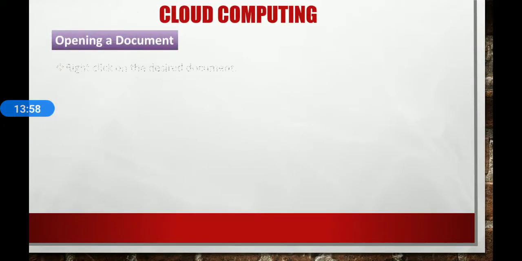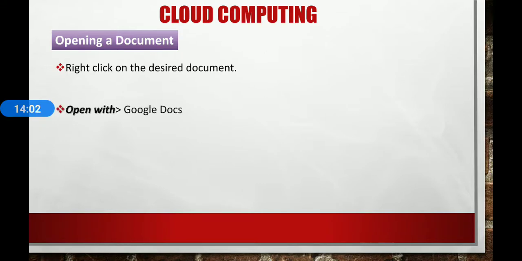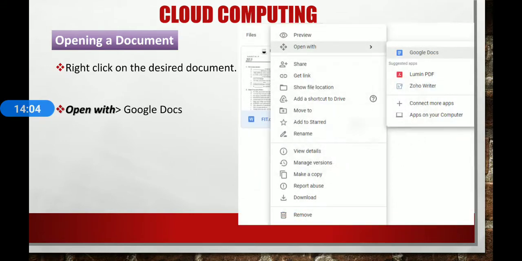Next, how to open a document. First, right click on the desired document. Then select open with, and if it's a Word file, then it will show Google Docs, or if it's an Excel file, it will show Google Sheets. If it's a PowerPoint presentation, Google Slides.